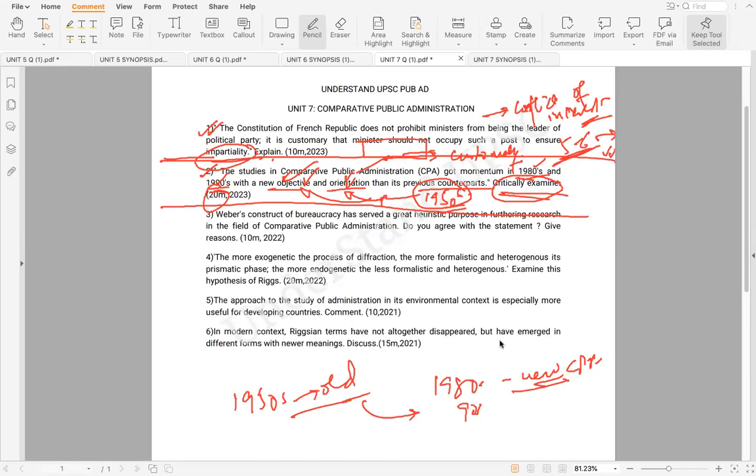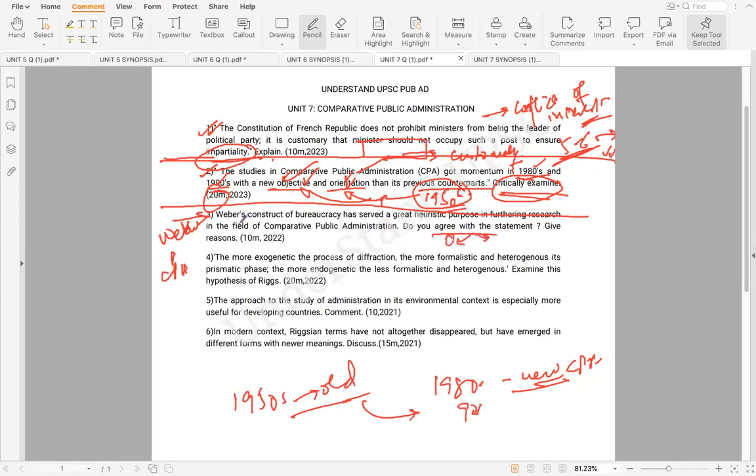All right. Moving on to the third question. Third question is nothing but a comparison or similar connotation of how Weber led to CPA. So Weber's construct of bureaucracy has served a great heuristic purpose in furthering research in the field of CPA. Do you agree? We'll say yes and no as well.